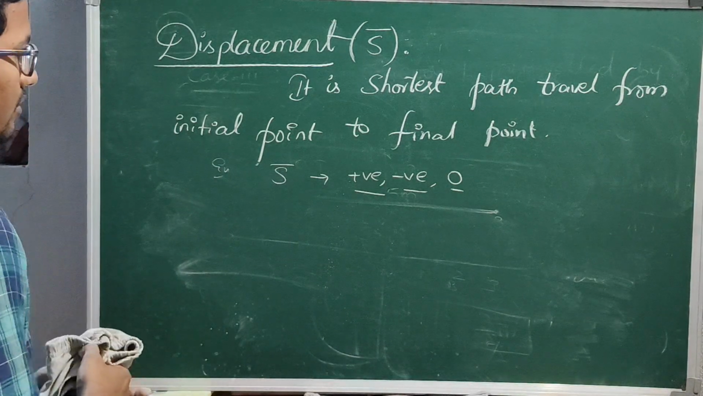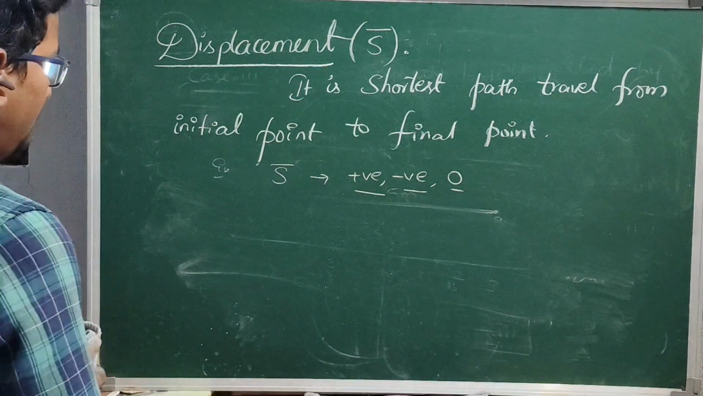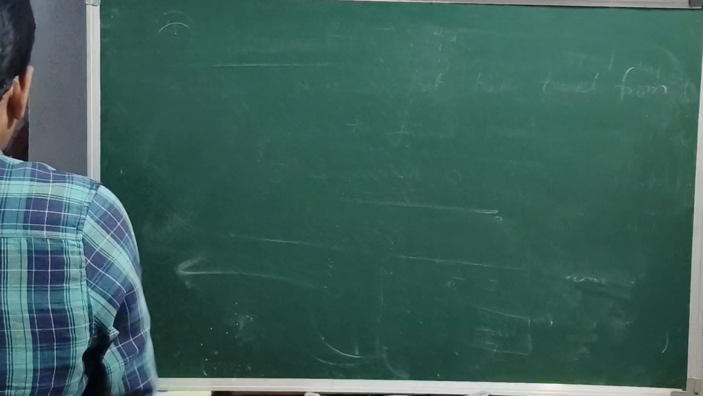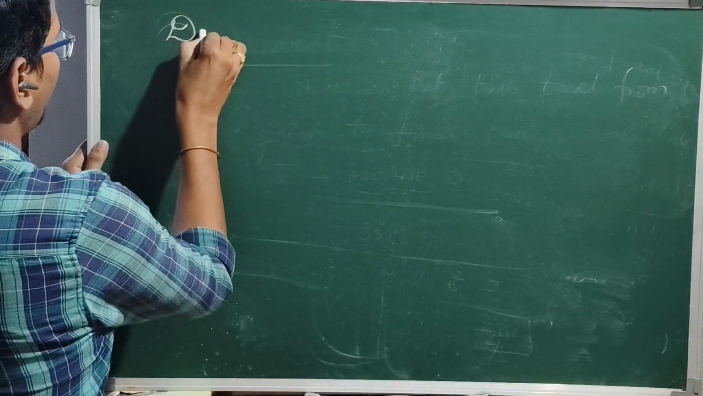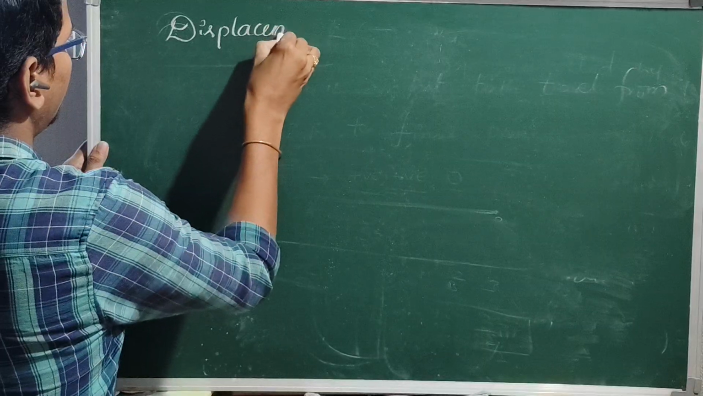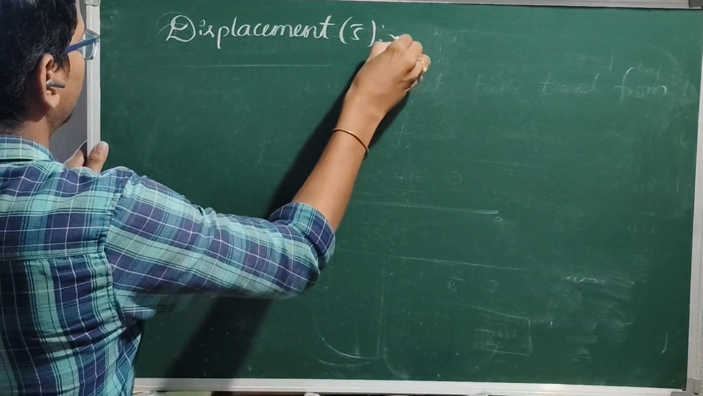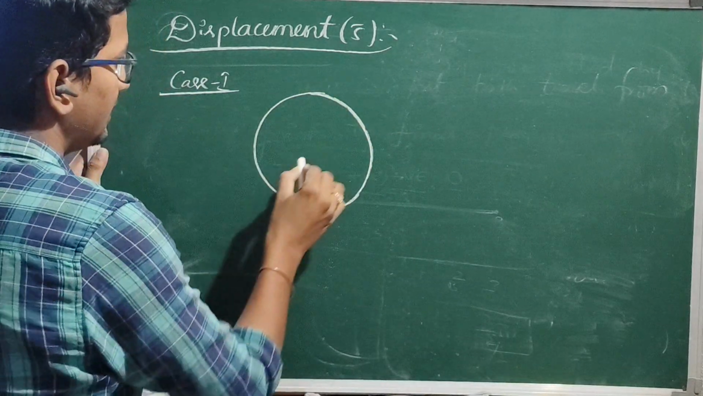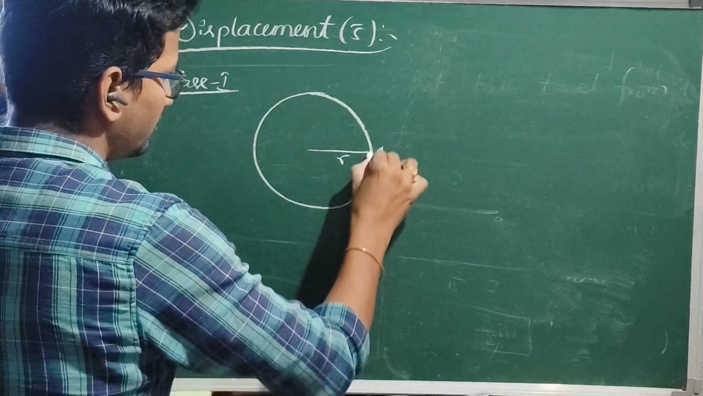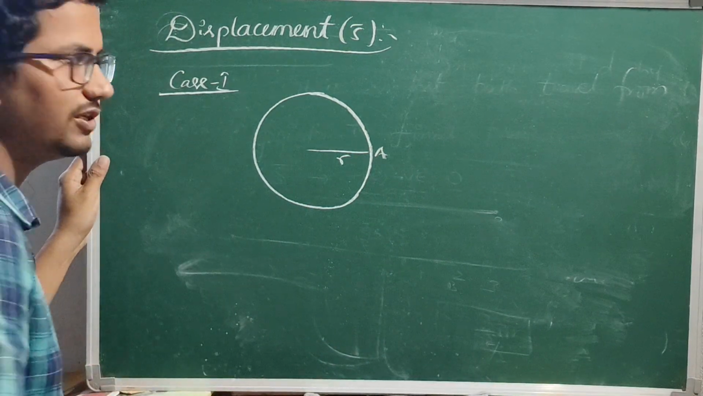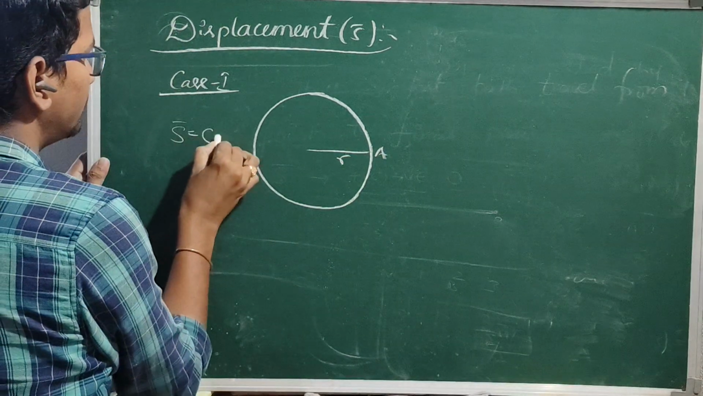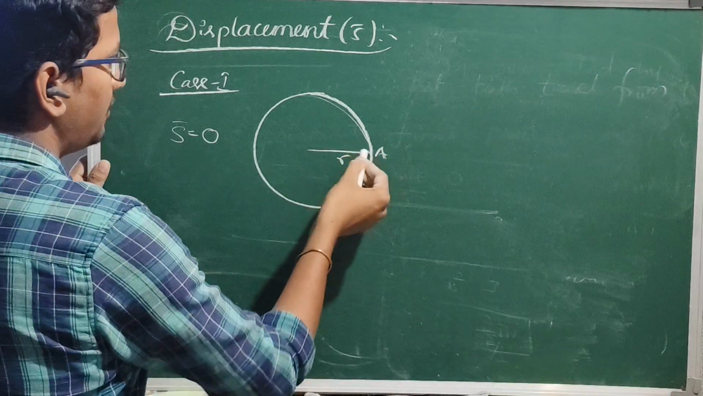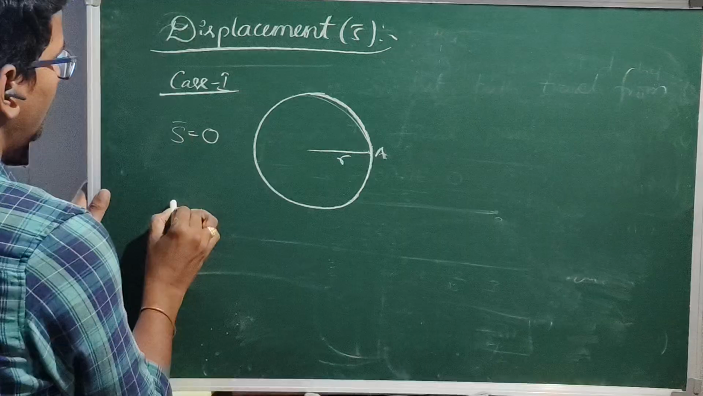Next one, in the circular path, what is the displacement? Case 1: a first complete cycle. For example, from point A back to point A again, which means the initial and final positions are the same. What is the displacement? The displacement becomes 0. A to A again, the initial and final are the same, so the displacement is 0.